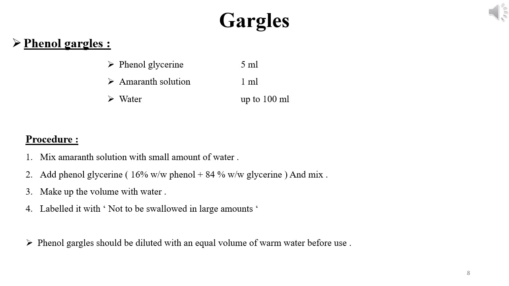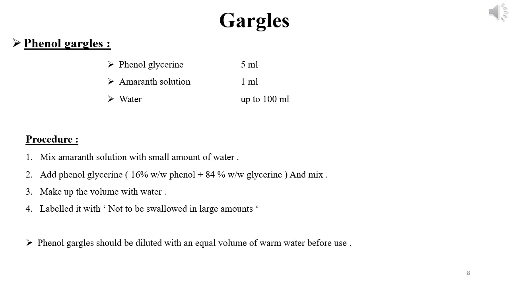So what is the procedure for preparation of this type of gargles? Firstly, we will mix Amaranth solution with a small amount of water. And second, in the solution we will add phenol glycerin. It is 60% weight by weight phenol with 84% weight by weight glycerin. So this is the mixture of phenol and glycerin, that's why we call it phenol glycerin solution.